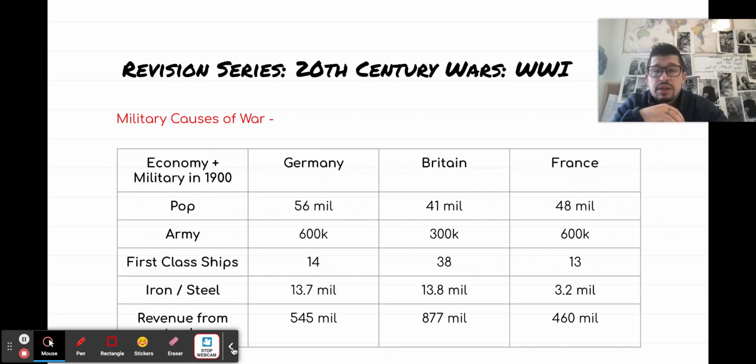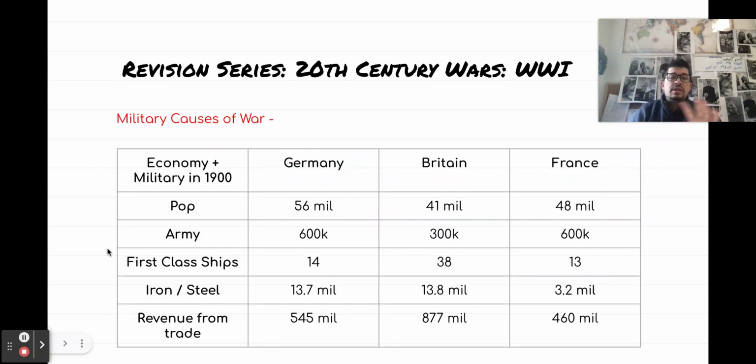All right. Here's a little chart that I made for you guys about the big three powers: population, army, first class ships, iron and steel, and revenue from trade. And you really see where some of these sources of tension are starting to boil over. Again, look at iron and steel between Germany and Britain, right? Also, with that iron and steel being so close, look at the revenue from trade, right?